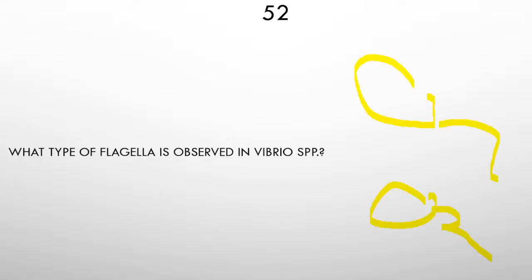And examples of tests for motility. We can use the hanging drop method just to observe if the organisms are moving in the culture, directly from the culture. We can also stain the flagellum using Leifson stain.